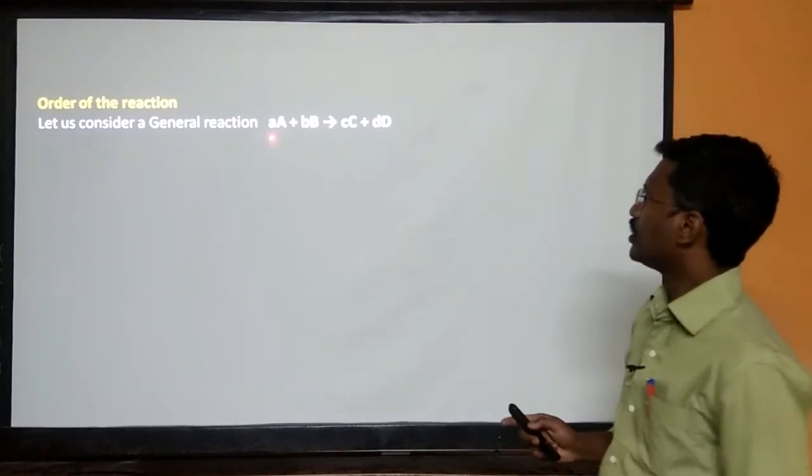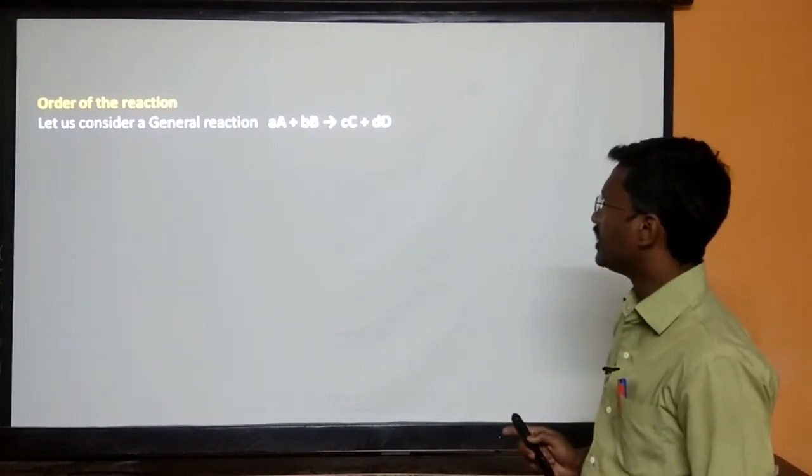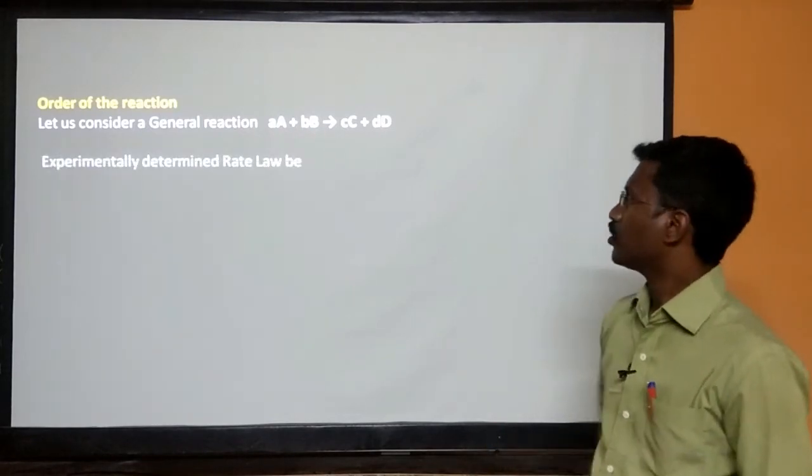Consider the general reaction A and B is going to give the product C and D. Here capital A, B, C, D are the reactants and products. Small a, b, c, d are the stoichiometric variables, means coefficients.